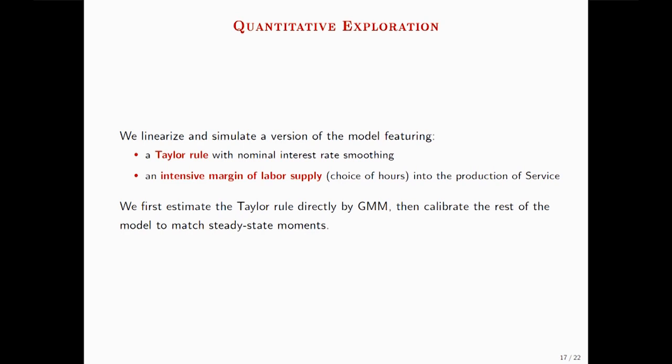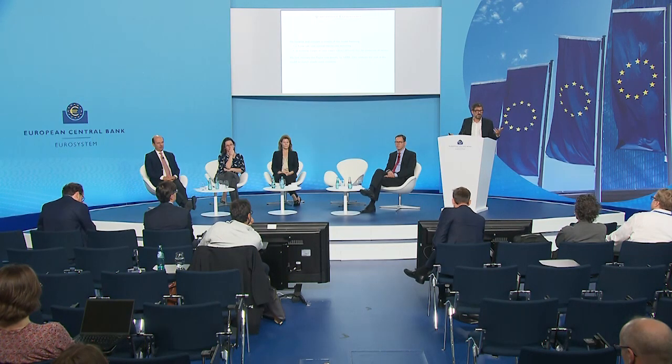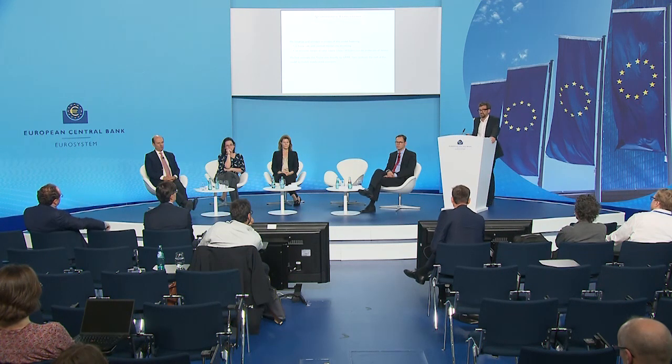We're going to add an intensive margin of labor supply, so workers are going to have to make choices about hours in the production of service. And we're going to look at different types of shocks hitting the economy. The Taylor rule is estimated outside of the model using GMM, and then the rest of the model is calibrated to match some steady state moments. We're really not wedded to the particular calibration here. What I'm trying to illustrate is more the qualitative mechanisms.